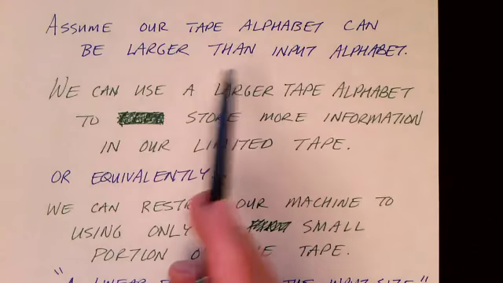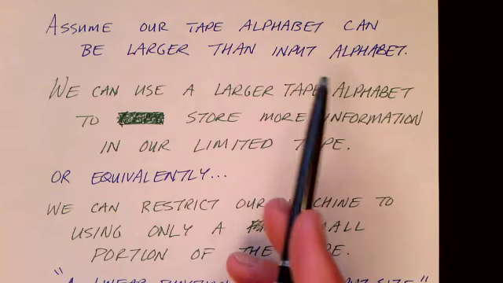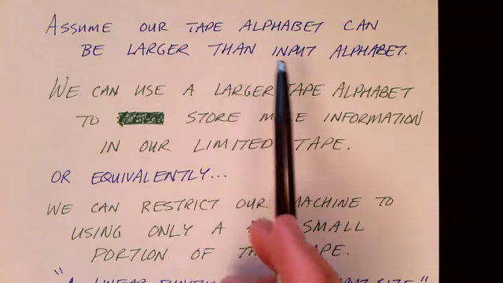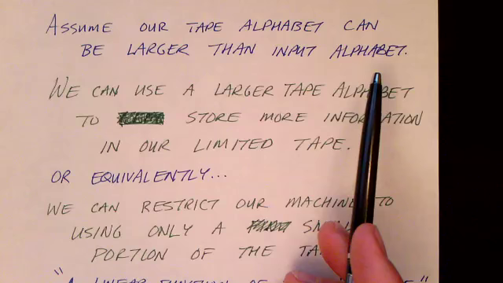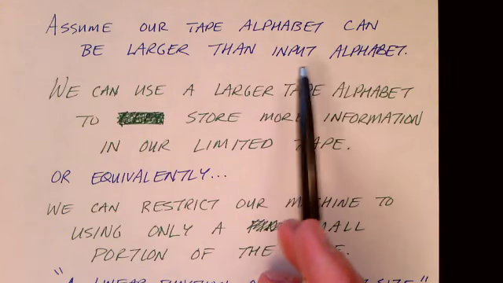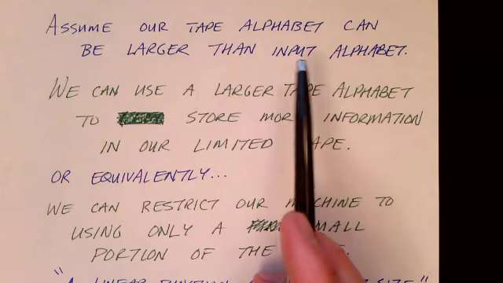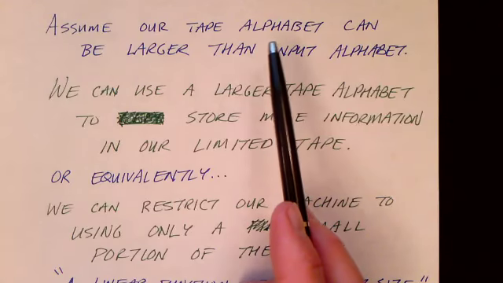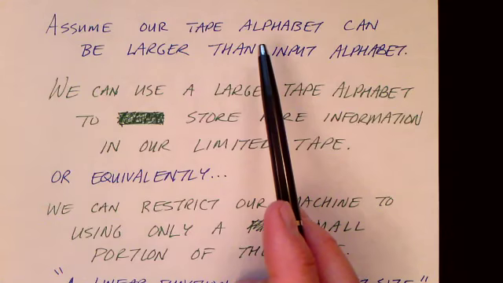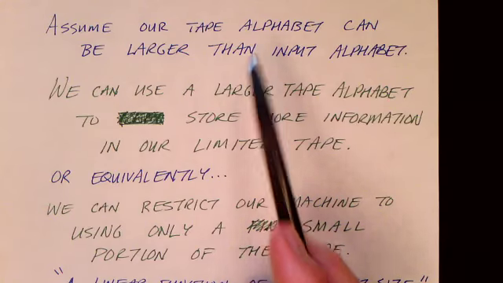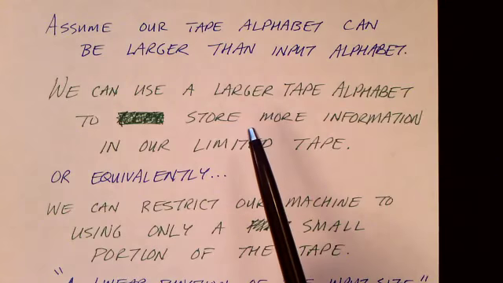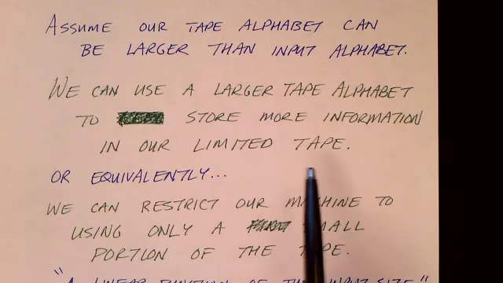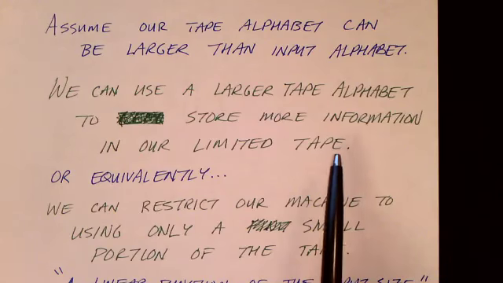So our tape alphabet can actually be larger than the input alphabet. Remember that we used gamma to characterize the tape alphabet, and we used sigma to characterize the input alphabet, and we assumed that every character in sigma was also in gamma. Gamma contains as well the blank symbol and some other symbols that we might want to use during the computation. So we can have a larger tape alphabet, and we can use that larger tape alphabet to store more information on our tape, even though our tape is limited in length.